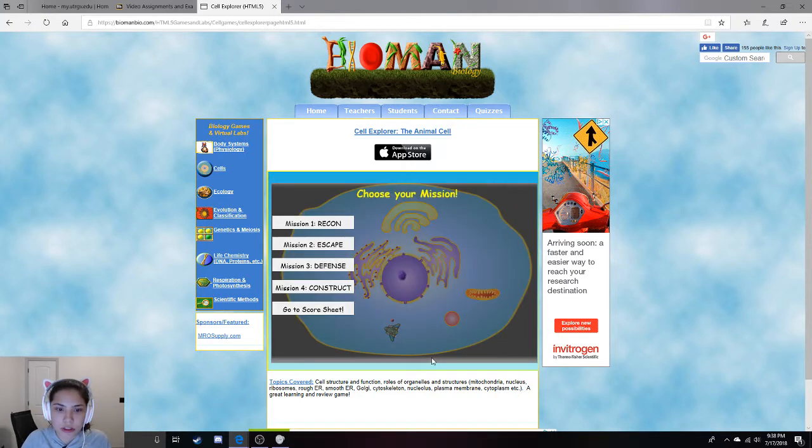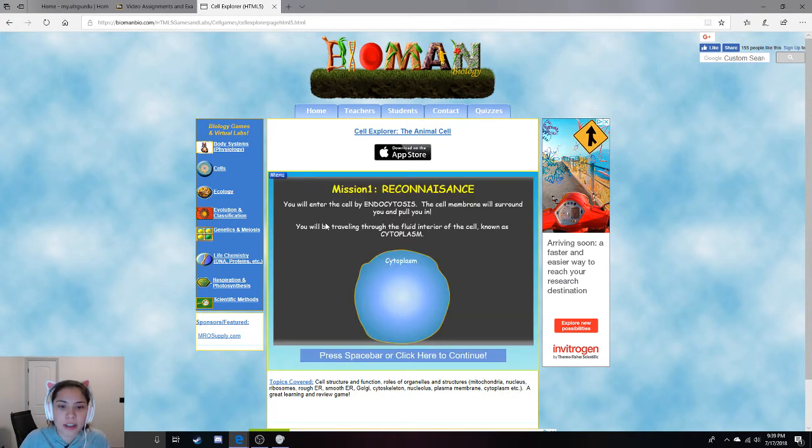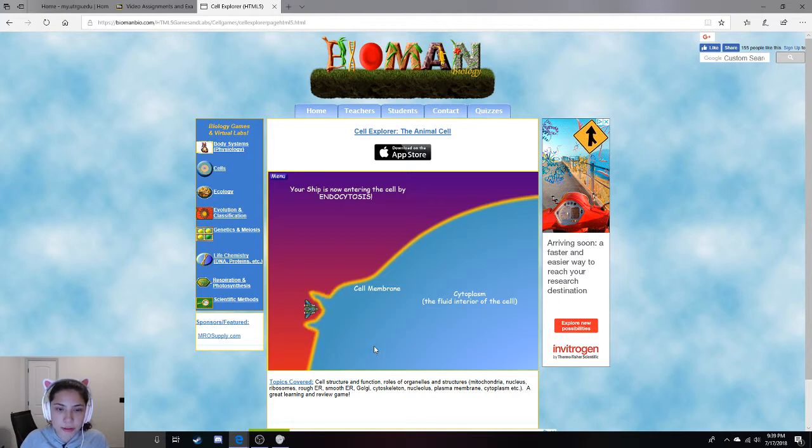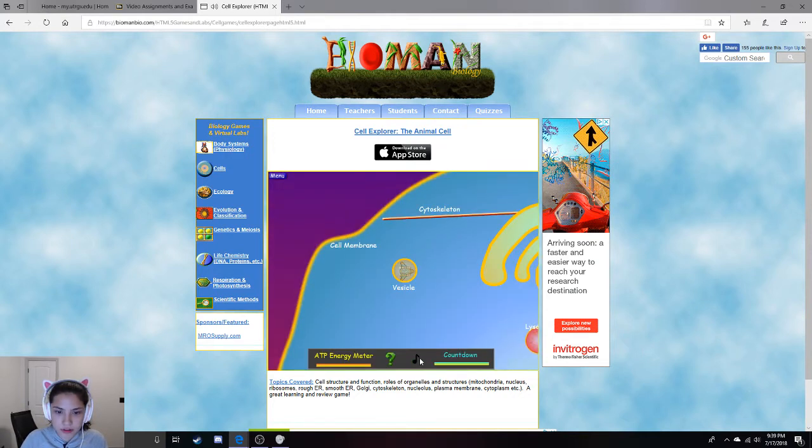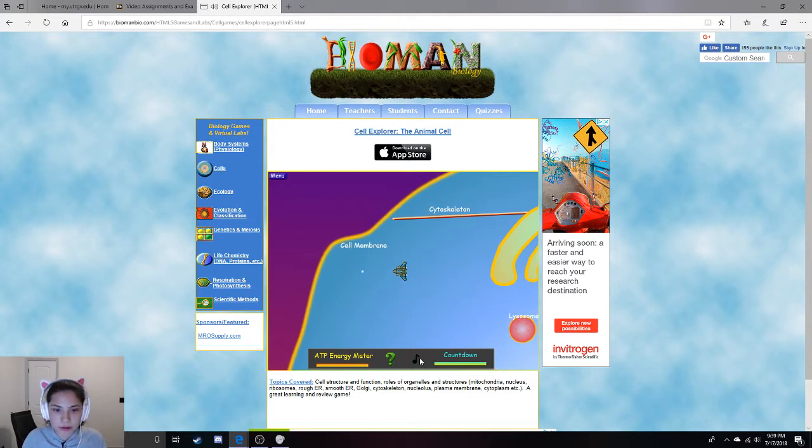Okay, those are the controls. I'm going to do mission 1. You will enter the cell by endocytosis. The cell membrane will surround you and pull you in. You will be traveling through the fluid interior of the cell known as cytoplasm. Your ship is now entering the cell by endocytosis. Now that you are inside the cell, you must shoot the cell organelles and structures to learn about each one. Okay. I'm going to shoot the cell membrane.